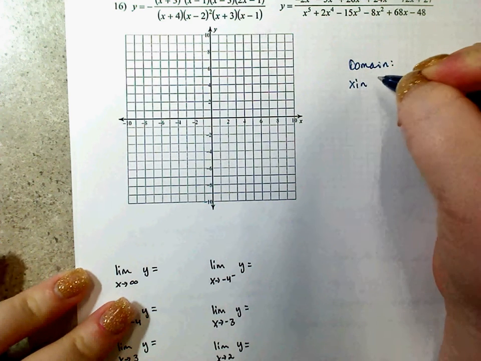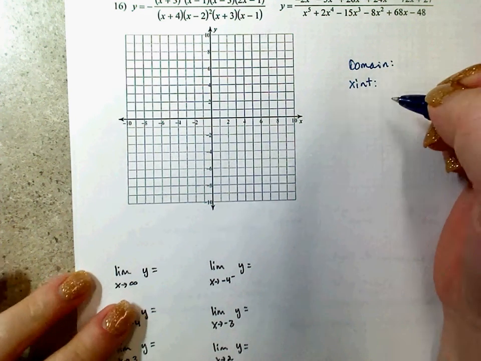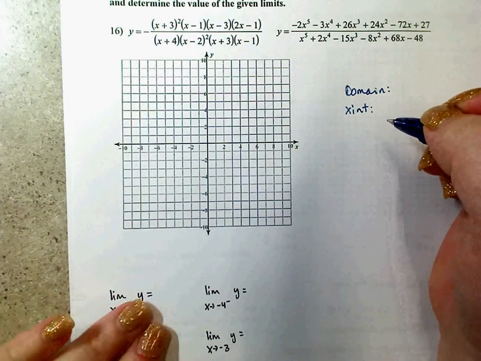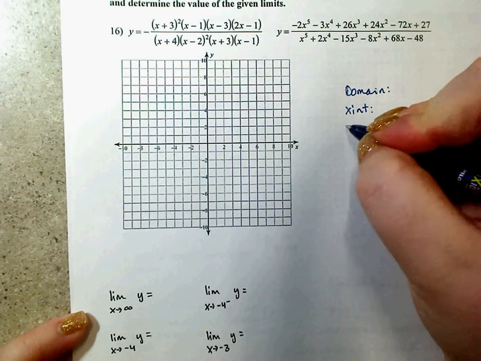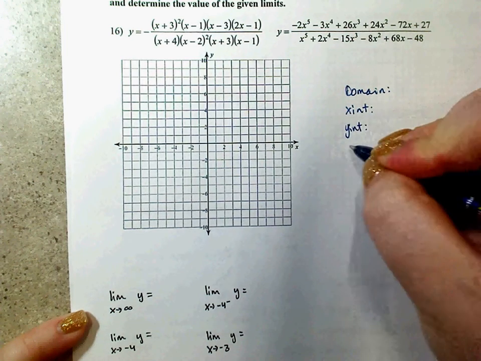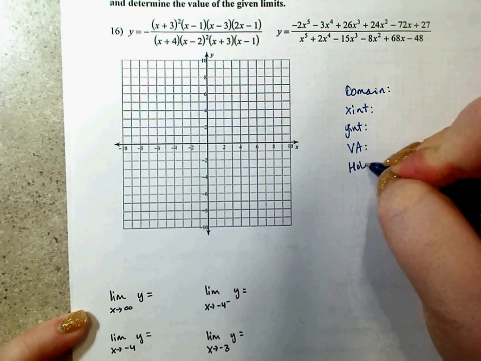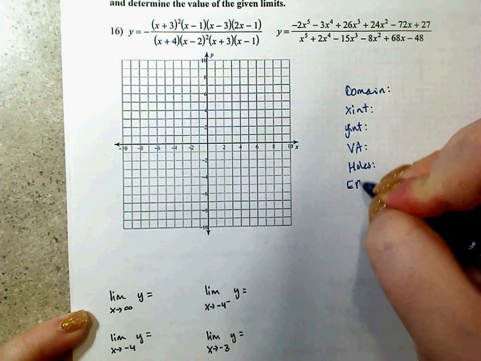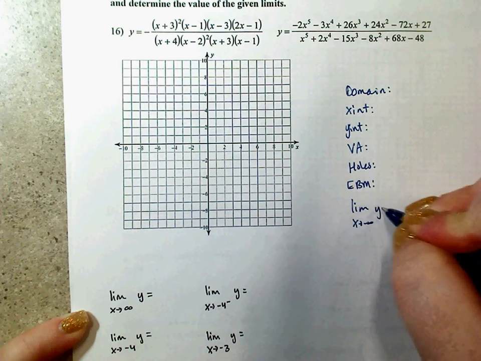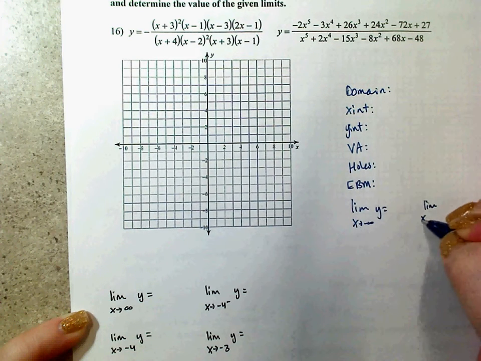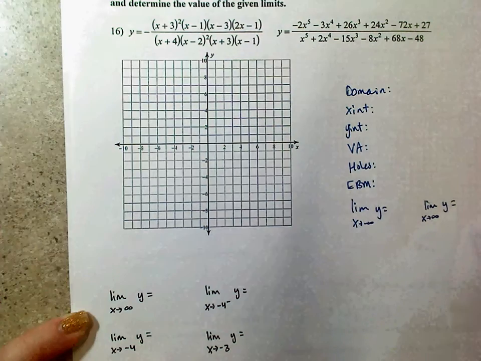All right, so number 16 is a pretty involved rational function with a lot of different parts. So I'm going to go ahead and write this out right quick because we're going to analyze it for its behavior: domain, x-intercepts, y-intercepts, vertical asymptotes, holes in the graph, end behavior model, and your limits as x approaches negative infinity and as x approaches positive infinity.